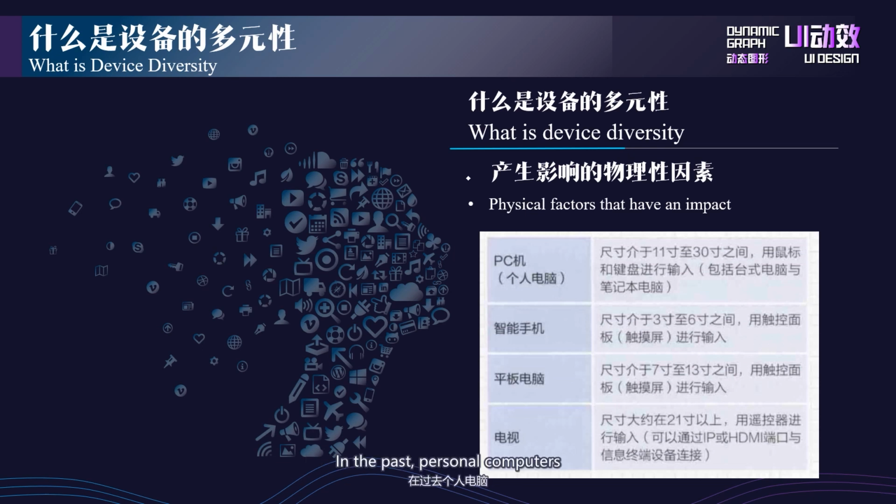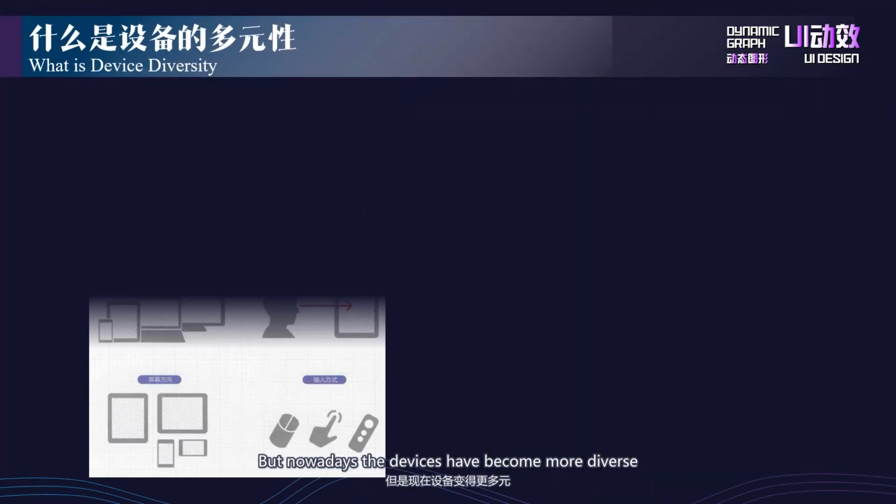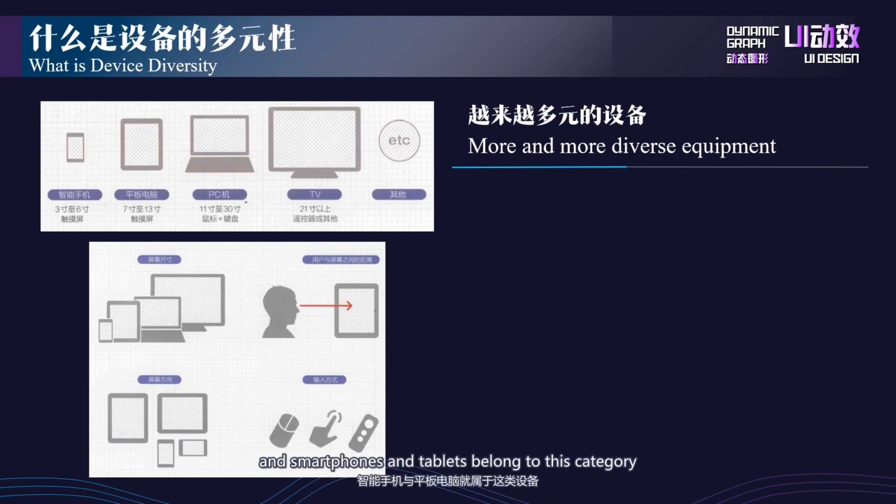In the past, personal computers were the main information storage device, but nowadays, the devices have become more diverse and complex, and smartphones and tablets belong to this category. Each device is different in size and mode of input. The future direction of development is expected to be more diverse.